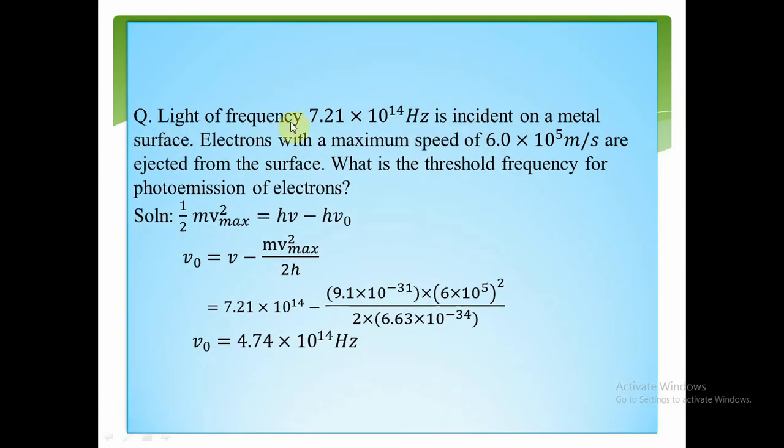a light of frequency 7.21 into 10 raised to 14 hertz is incident on a metal surface. Electrons with a maximum speed of 6.0 into 10 raised to 5 meter per second are ejected from the surface. What is the threshold frequency for photo emission of electrons?